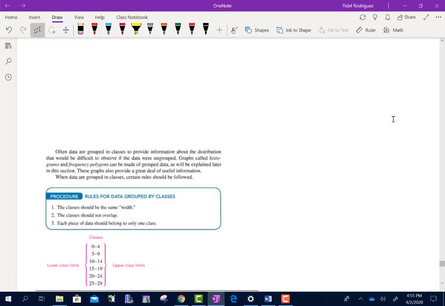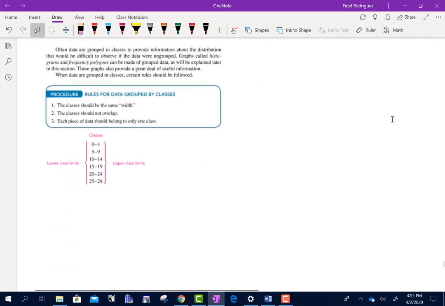So I'm going to scroll down here, and it says, often data are grouped in classes to provide information about the distribution that would be difficult to observe if the data was ungrouped. Graphs called histograms and frequency polygons can be made of grouped data. These graphs will provide a great deal of useful information. When data is grouped in classes, certain rules should also be followed. The first one says every class should have the same width.